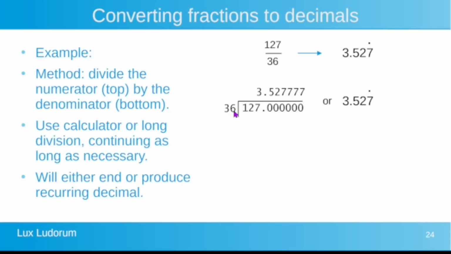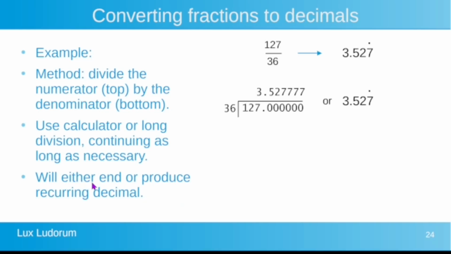So this is a long division, 36, that's the denominator, divides into the numerator. I'm not going to go into how the division is done. That's another subject, but this is fractions. The answer is 3.527777, and that would go on indefinitely. So it's 3.527 with the 7 recurring. Use your calculator or long division.